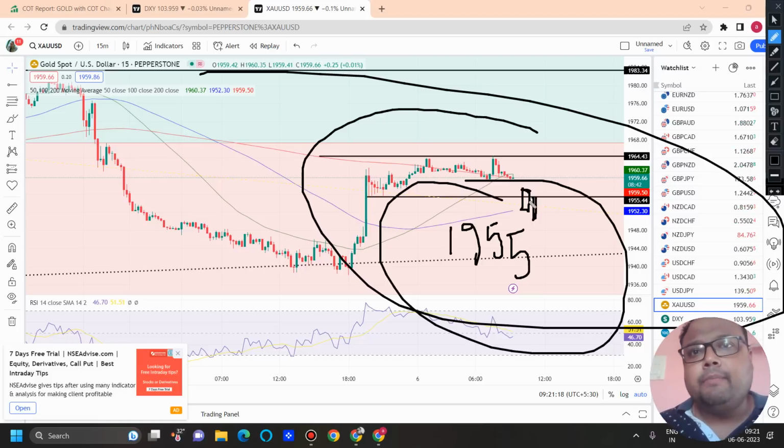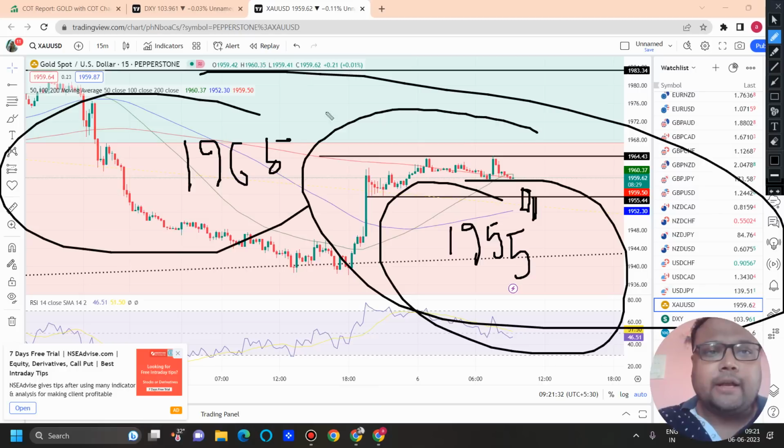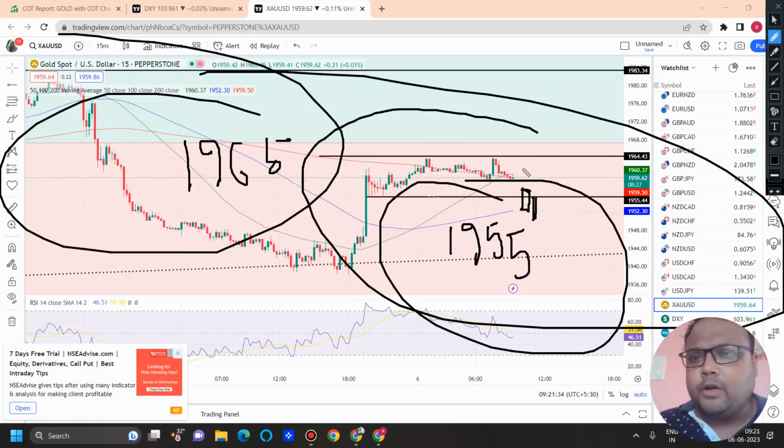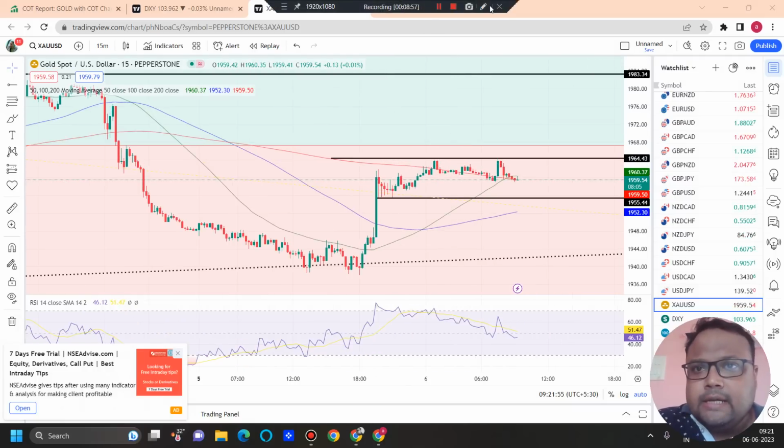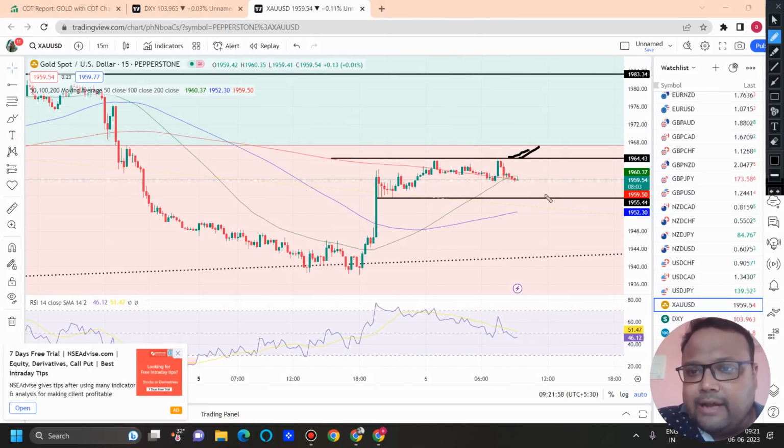But is it very reliable? Not much, but as a day trader with proper risk management, we can afford to take the risk of selling below the 1955 level. Similarly, if the market breaks the 1965 level, observe the volume. If the market looks bullish, wait for 15 to 20 minutes. If you see the market sustaining well, you can go for a buy as well. So in simple words, 1965 to 1955 is the range of gold right now.